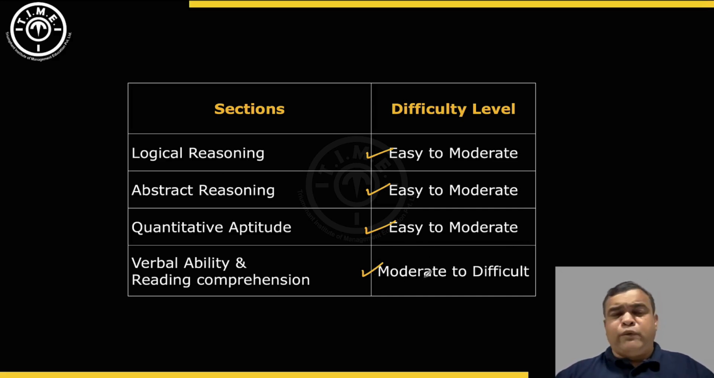So if somebody is good at vocab, this section would have become moderate for them. Those who are not so good at vocab, that portion would have been difficult for them. Fine, that is how I'll categorize the difficulty level. Now let's go section by section.